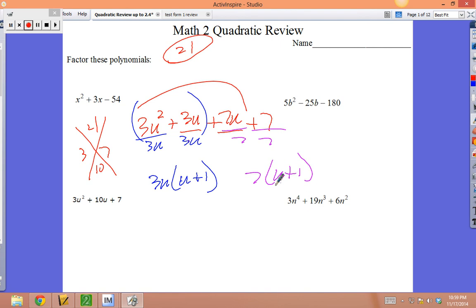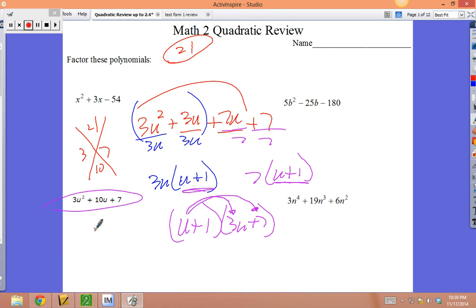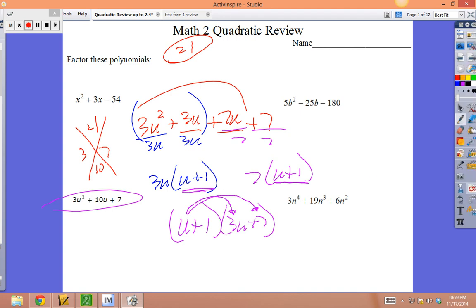Okay, now in each of the groups, a u plus 1 showed up. (U plus 1) times (3u plus 7), and that is your answer. And you can always check your answers, because if you distribute them forward, if you multiply them through and add up your like terms, you're going to get what you started with. So that's a way you can verify you did it right.